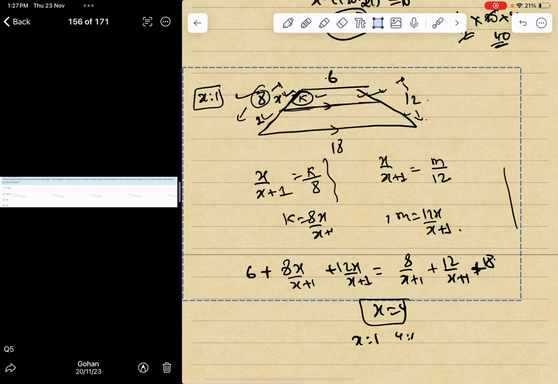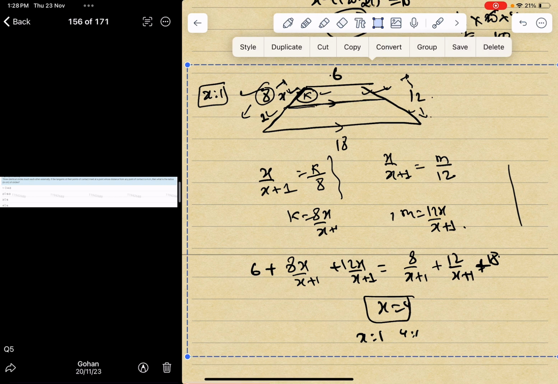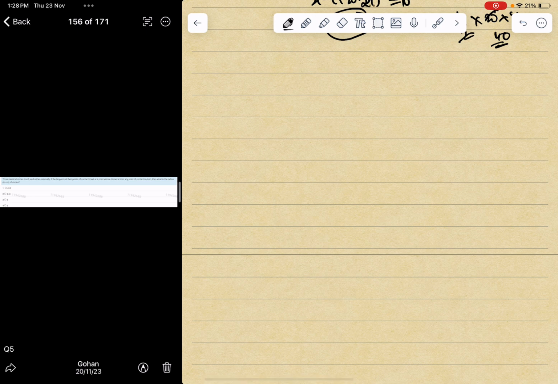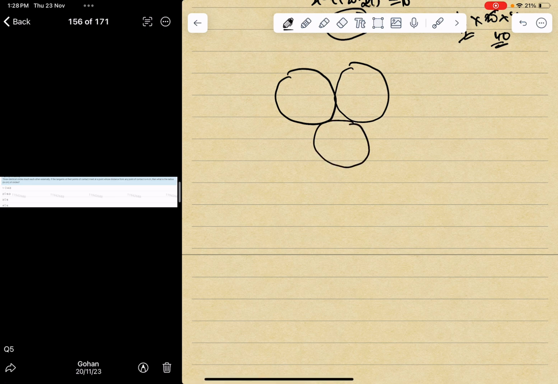Okay, so let's go to this next question. Three identical circles touch each other externally. Now, if the tangents at their point of contact meet, and the distance from the meeting point to any of the points is 4, what is the radius of the circle?